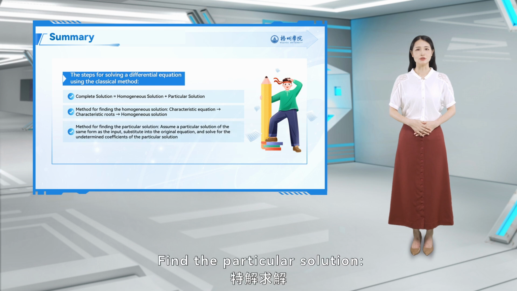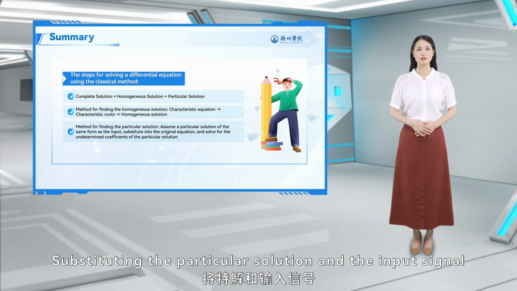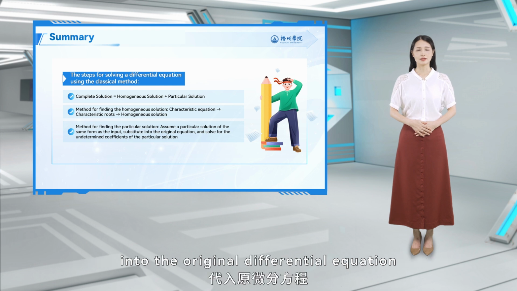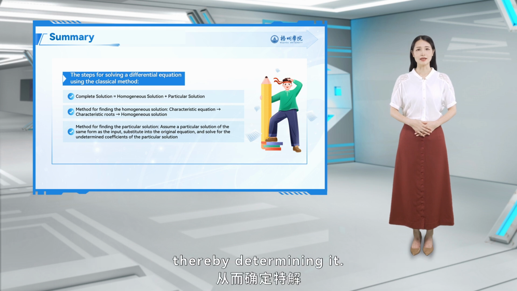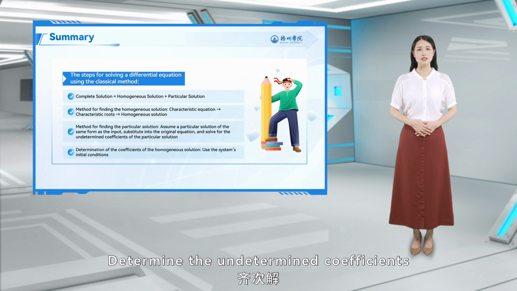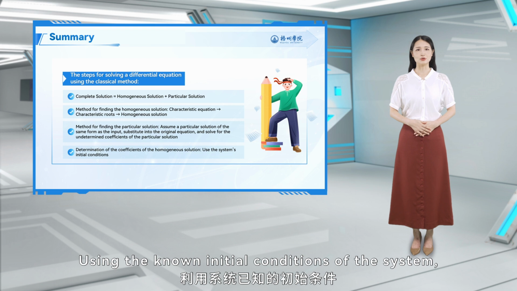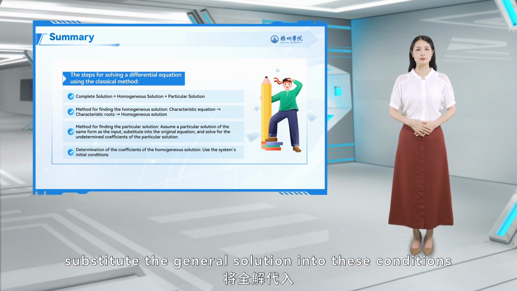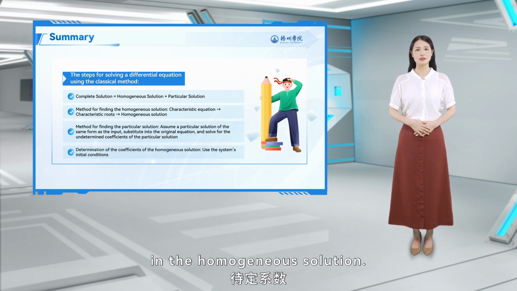Find the particular solution. The particular solution has the same form as the input signal. Substituting the particular solution and the input signal into the original differential equation allows us to solve for the undetermined coefficients in the particular solution, thereby determining it. Determine the undetermined coefficients in the homogeneous solution using the known initial conditions of the system. Substitute the general solution into these conditions to determine the undetermined coefficients in the homogeneous solution.